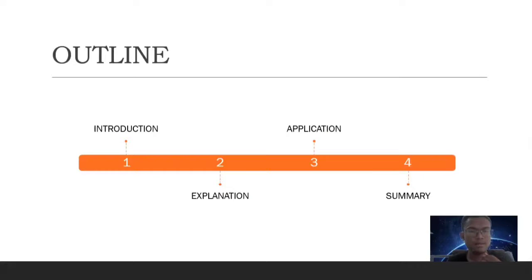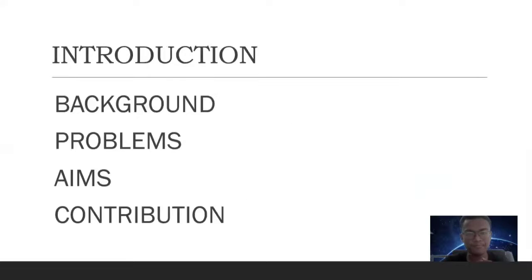This is the outline of this presentation. First, we have introduction. Second, we have explanation. Third, we have an application. And then last, we have the summary of this presentation. The introduction contains background, problems, aims, and contributions.